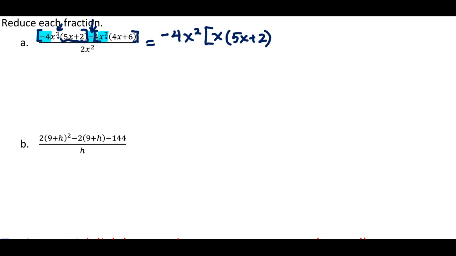From the second one, I'm dividing by negative 4x squared. So everything out in front is going to be removed. So it's going to turn into a plus. Dividing negative by negative becomes positive. And all that's left is the 4x plus 6.